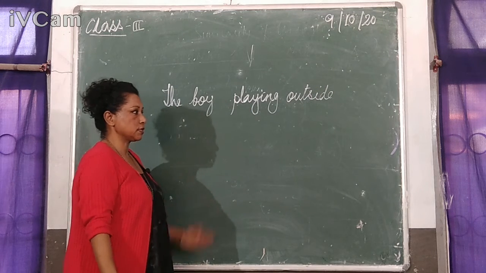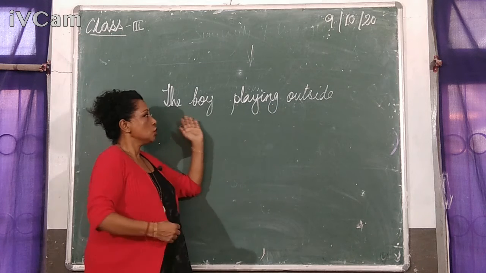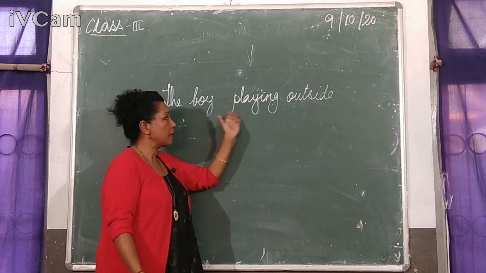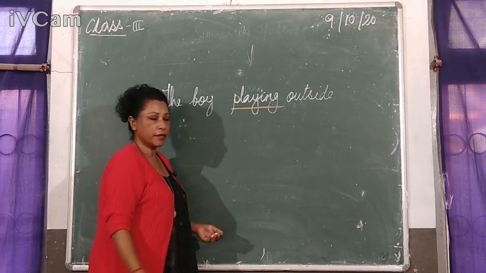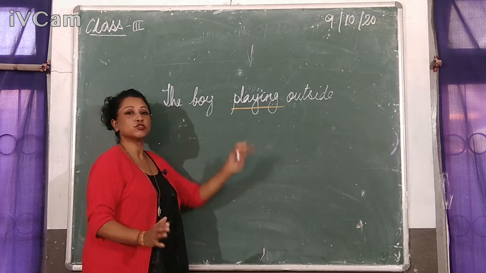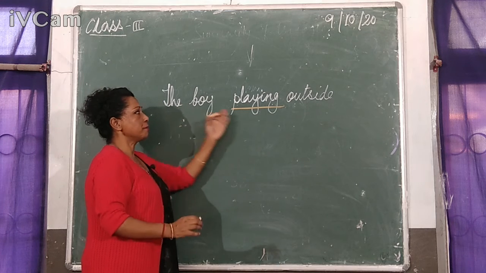Okay, read the sentence. The boy playing outside. Where is the verb here? Which is the verb here? Playing. So playing is the verb here. Verb meaning action word. This is telling you something about the action being done. So, the boy playing outside.